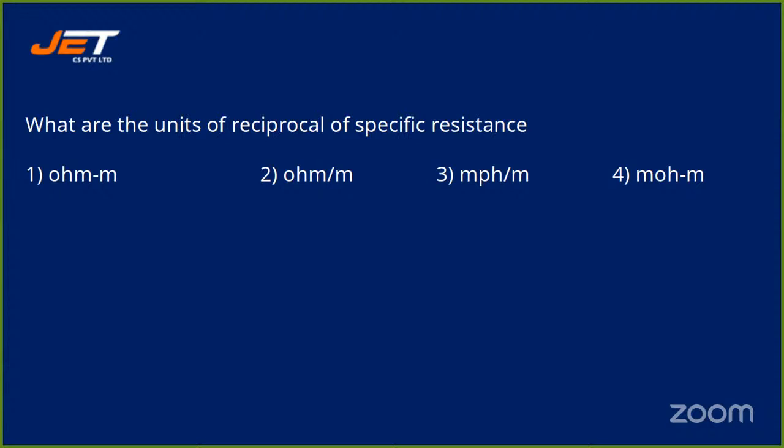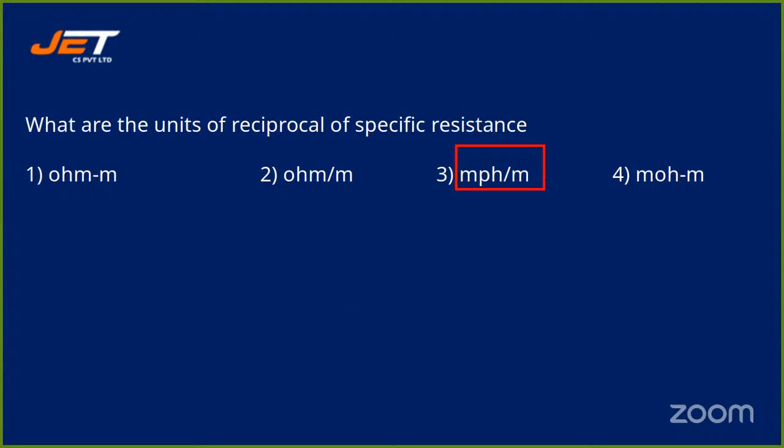So specific resistance is nothing but resistivity. So what is the reciprocal of resistivity? It is conductivity. So what will be the units of conductivity? What are the units of conductivity? It is nothing but mho per meter. It is the opposite of ohm, mho per meter.